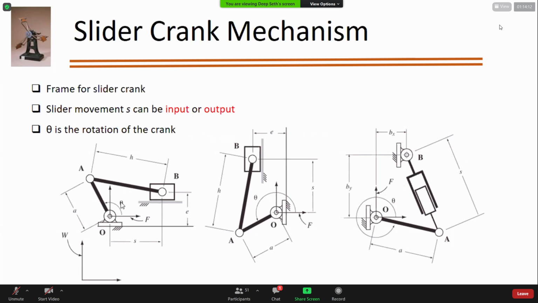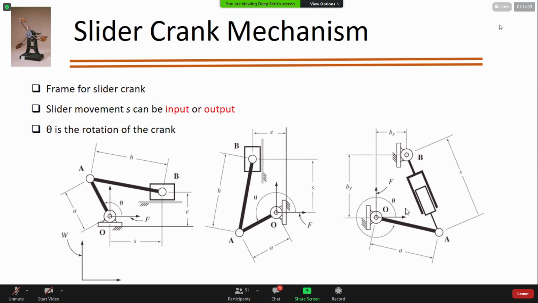This slider movement can be both input as well as output. If you're giving it as input, this part will rotate. If you're giving it as output, it means this part should rotate as an input. Theta is the rotation of the crank over here. In all the places you will see, this is the theta, which is the rotation angle.